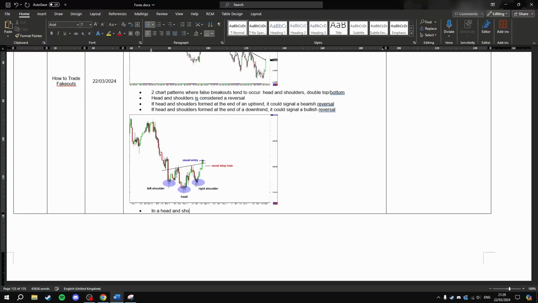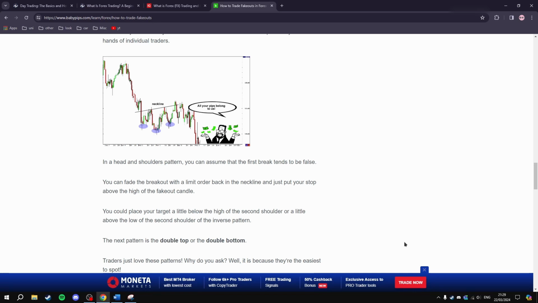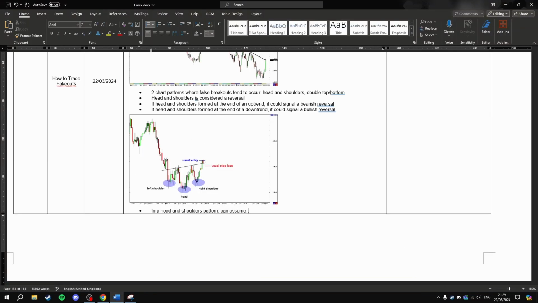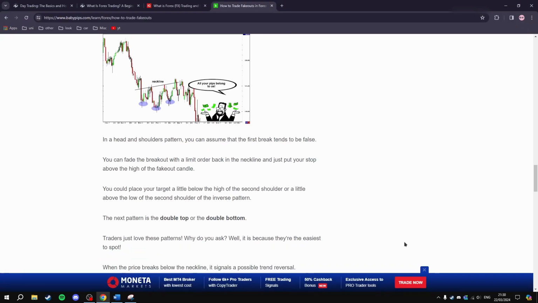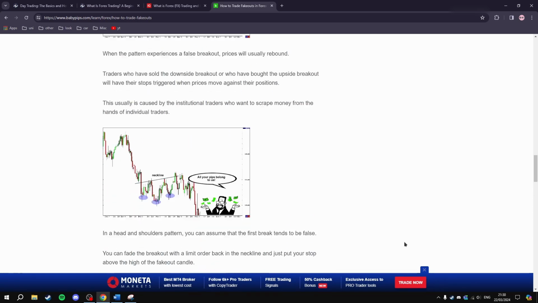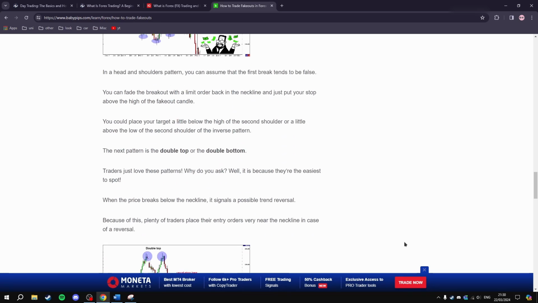In a head and shoulders pattern, you can assume that the first break tends to be false. Put a limit order back in the neckline and just put your stop above the high of the fake out candle. You could place your target a little below the high of the second shoulder, or a little above the low of the second shoulder of the inverse pattern.